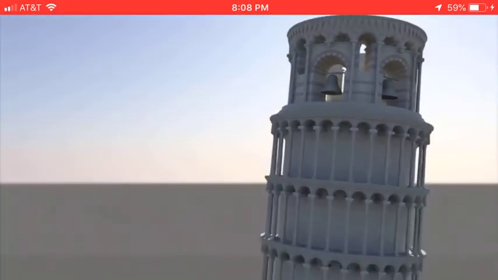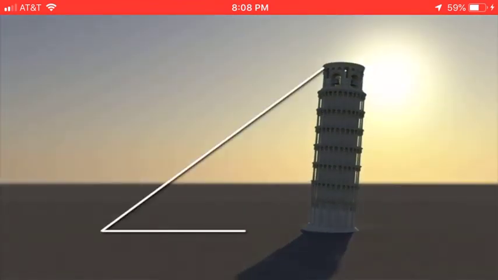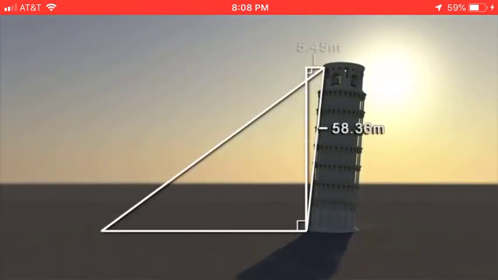Here I've drawn a picture of that situation. You can see the tower, and it's not standing up straight, but it's leaning, and that lean is 5.45 meters off center. Okay. The question is, what's the angle of the lean? How much is the angle of the lean here? All right.